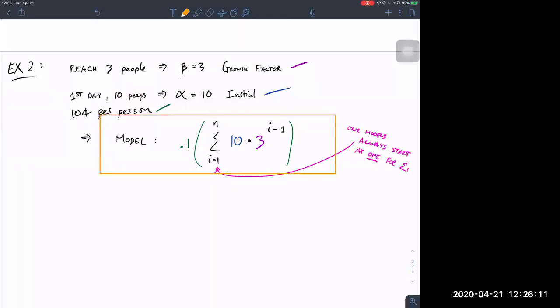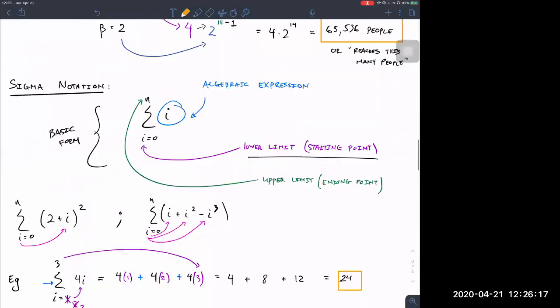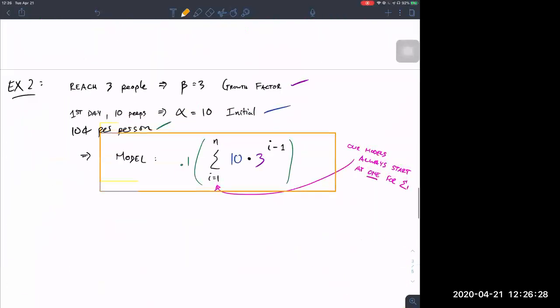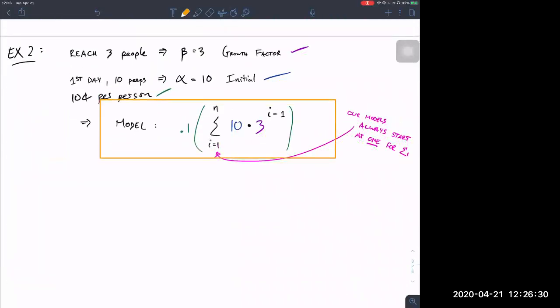Right? You have this base 10 times 3 to the I minus 1. Where did that come from? That came from the introduction of this definition of social media growth can be defined as, for this class at least, and I list the variables there. We know it's a summation because from the problem, it's not happening a single day. The assumption is that it's happening for the month, and then there's going to be months following after. That's why we have all those follow-up questions.